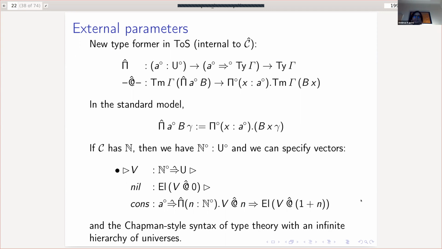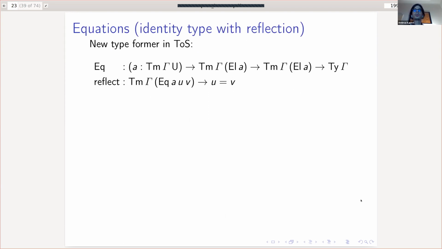And once I added external parameters, I can, for example, describe the Chapman style syntax of type theory with an infinite hierarchy of universes. I need natural numbers from C to describe the infinite hierarchy of universes. So that's why I need these external parameters. Then if I want to add equations, I can choose to use an identity type with reflection. So I just add an identity type.